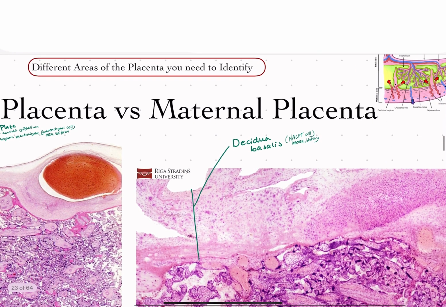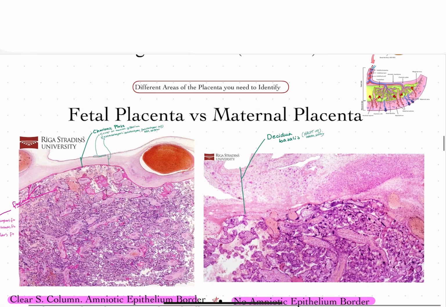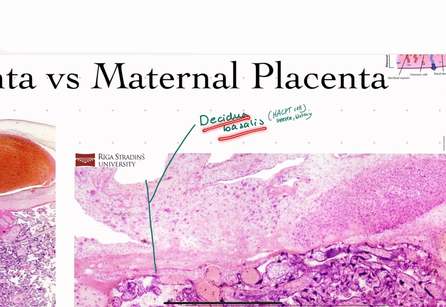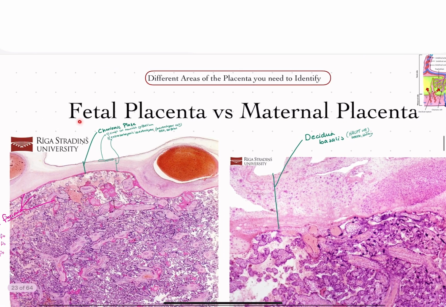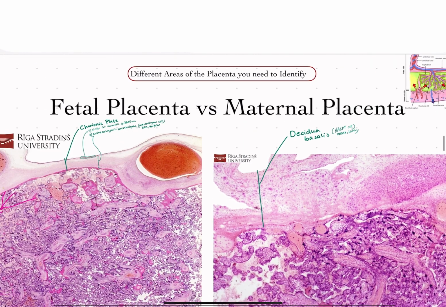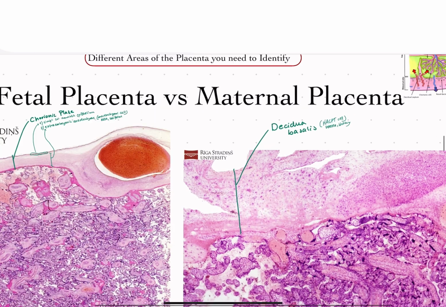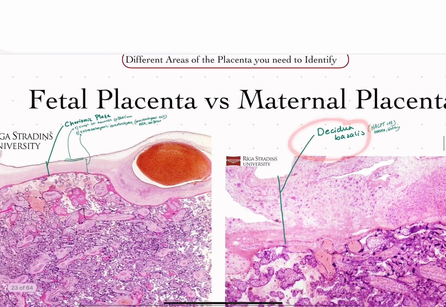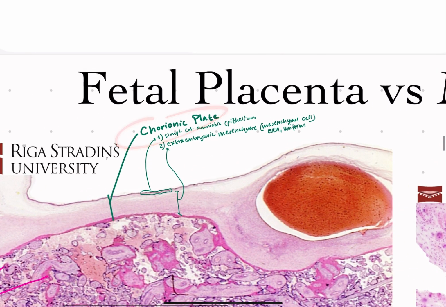While in the maternal part, this pink area, even though it looks the same, is called the decidua basalis. So if they ask you about this layer, you first have to know if we're in the fetal placenta or the maternal placenta, and in order to do that, you have to compare whether we see a border or not, and the texture of the pink area. As soon as you figure that out, you know that it's decidua basalis and not chorionic plate, right?